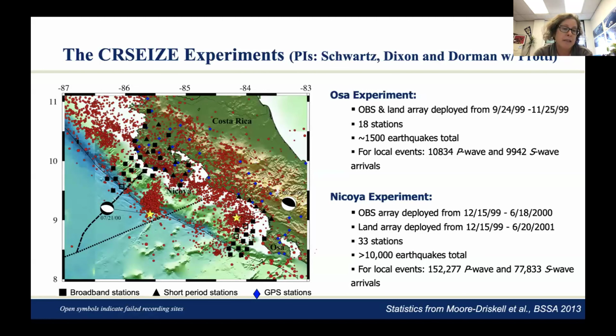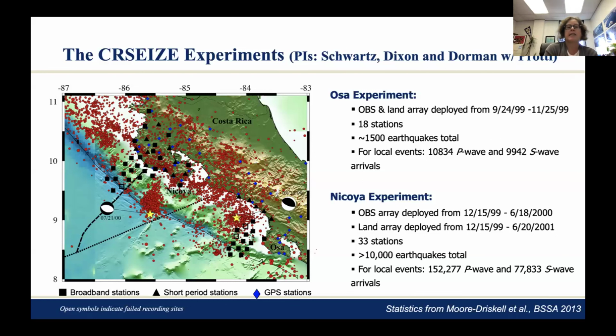The experiment recorded an outer rise earthquake that generated a large aftershock sequence that was just outside of the network's coverage, so that can dominate the data set. For this experiment, over the years and last reported in this paper by Moore, Driscoll and others in BSSA in 2013, there's about 152,000 P wave arrivals and almost 78,000 S wave arrivals.